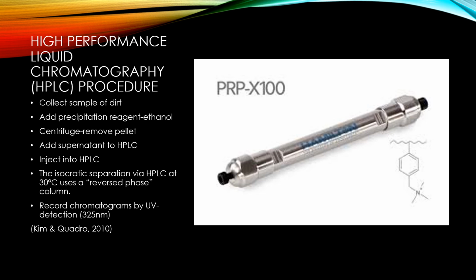The isocratic separation via HPLC happened at 30 degrees Celsius using a reversed phase column. An example of the column that was injected into is the one on the right. That's not a column that was used, it's just an example of one. And because a lot of those pharmaceutical properties were detectable with UV light, they were recorded at 325 nanometers.